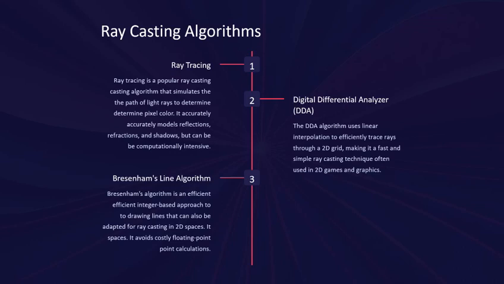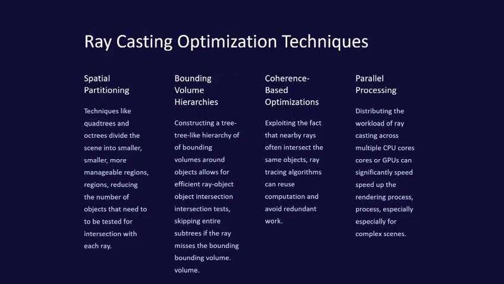Bresenham's line algorithm. Bresenham's algorithm is an efficient integer-based approach to drawing lines that can also be adapted for raycasting in 2D spaces. It avoids costly floating point calculations. Raycasting optimization techniques. There are several ways to optimize raycasting, which are spatial partitioning, bounding volume hierarchies, coherence-based optimizations, parallel processing.